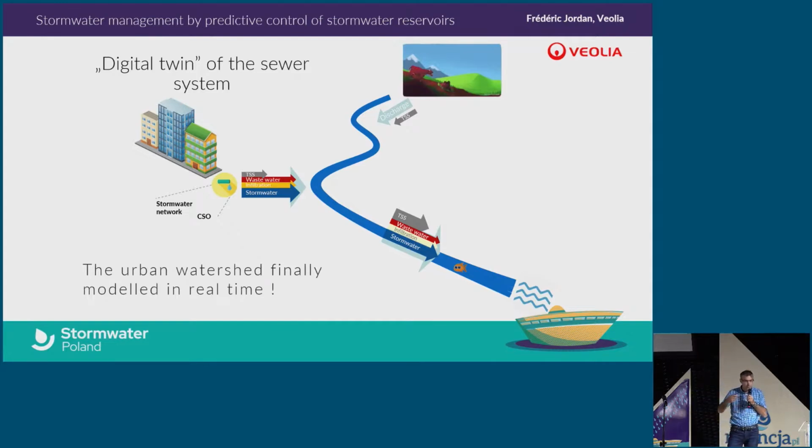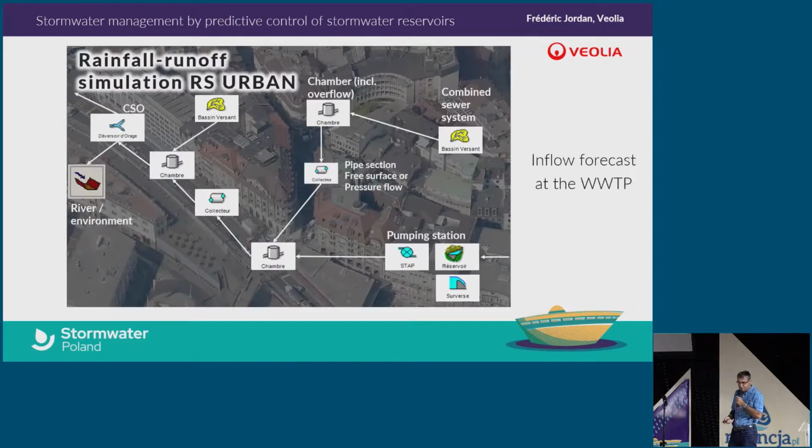And this model runs in real time, runs live. So every 10 minutes you have new runs, new information, everything is updated. This is the principle. Here just a zoom on the city modeling. So of course you have to take into account the catchment area, the impervious area typically, the infiltrated one, then chambers, sewers, other infrastructure such as reservoirs, and then you connect the whole to the river.